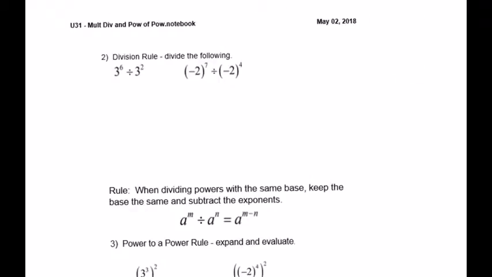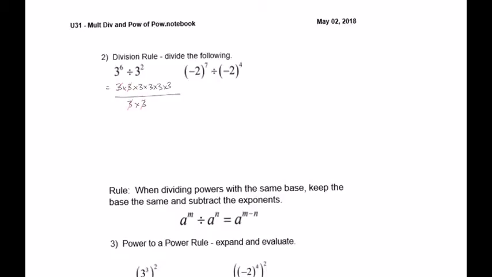Now we're going to explore the division rule for powers. If you think about this, let's take a look at this first problem: 3 to the 6 divided by 3 squared. I could literally just write it like this. This is equal to 3 times 3 times 3 times 3 times 3 times 3 over 3 times 3. And what you'll notice is that we can cancel out 3's from the top and the bottom.